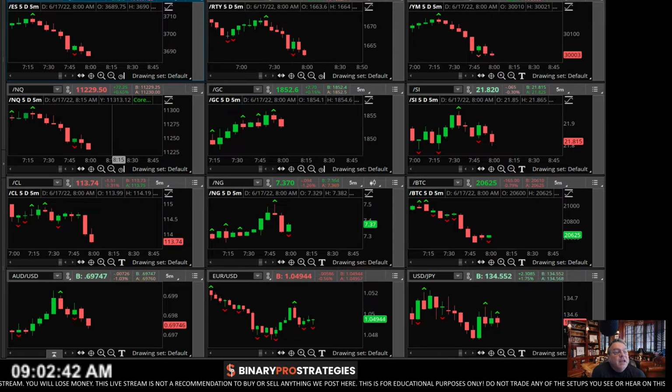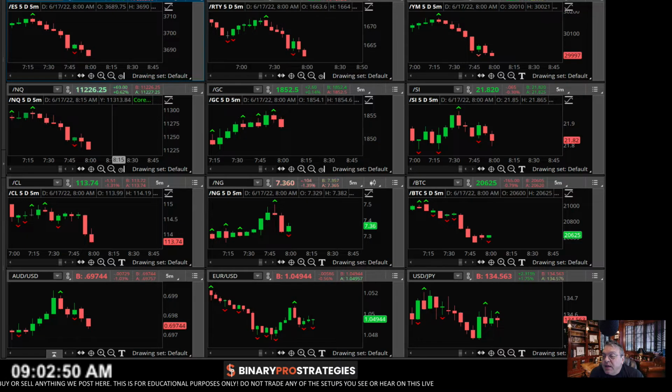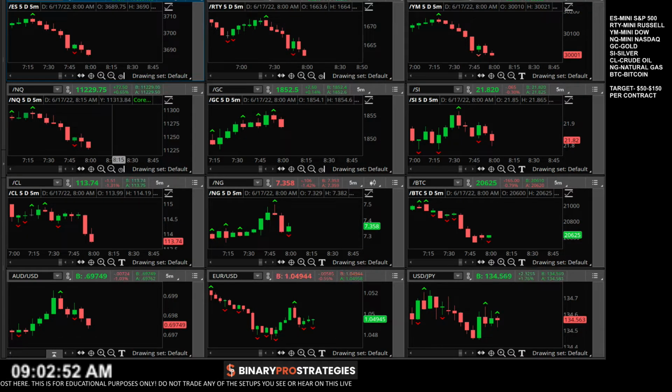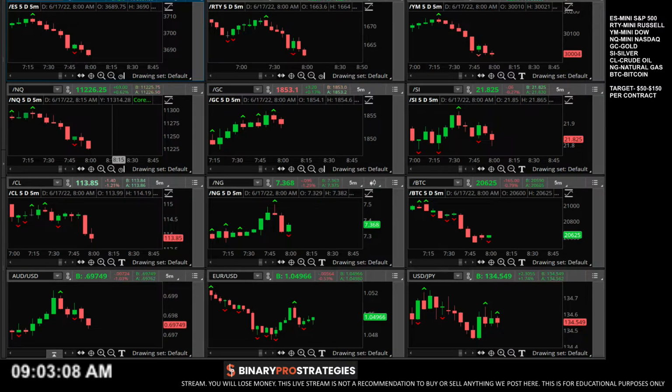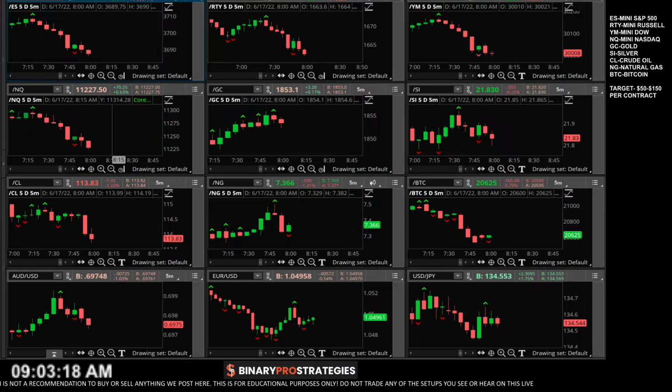Let's do a quick scan here and see if we have any initial setups. What we're going to be trading this morning, I'll show you the symbols over here, if you look at the top right-hand corner. As always, every morning we're going to be looking to trade some indices: the E-mini S&P 500, RTY, which is your mini Russell, YM, your mini Dow, and Q, your mini NASDAQ. GC is going to be gold. We have SI for silver, CL for crude, NG for natural gas, and BTC for Bitcoin.